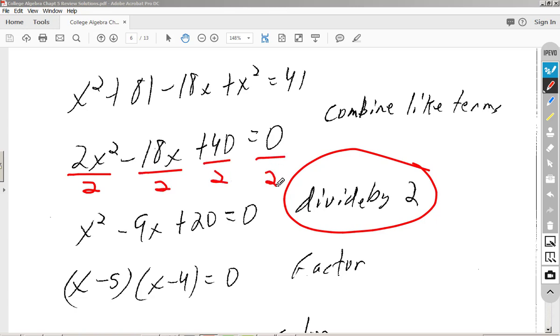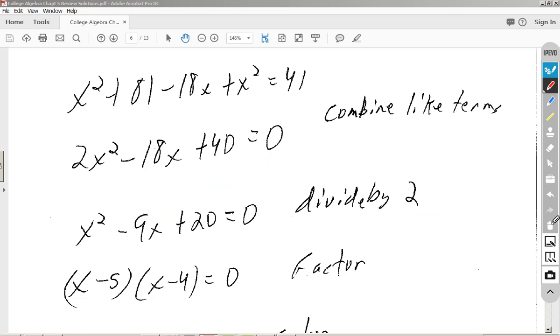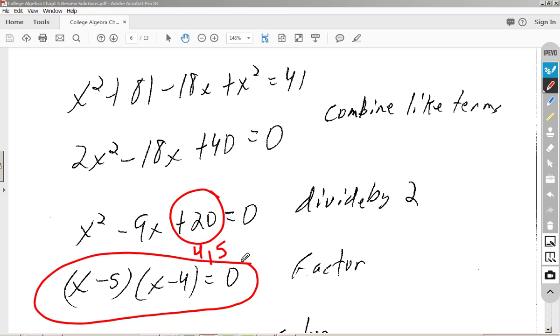That leaves me with my equation. 2 divided by 2, of course, is going to be my x squared. Negative 18 divided by 2 is negative 9. 40 divided by 2 is going to be 20, and that all equals 0. Now I can factor it. So my factors of 20, which are 4 and 5, they add up to be my 9. It's negative, so I factor down to x minus 5 times x minus 4 all equals 0.